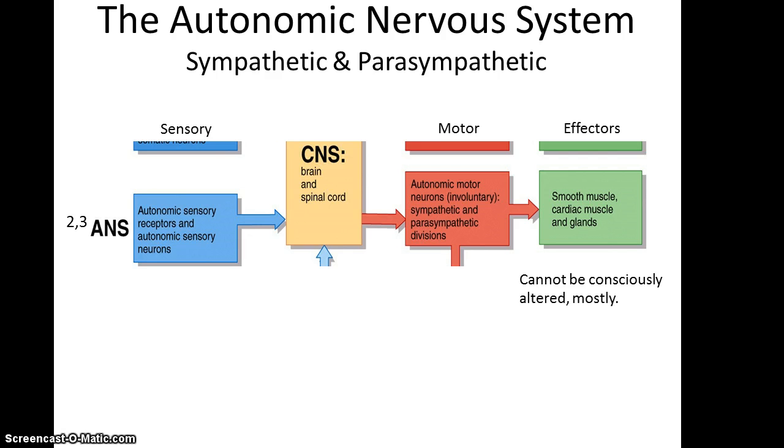Alright, back to the autonomic nervous system, the sympathetic and parasympathetic divisions. So we receive autonomic sensory information from sensory receptors and neurons that take this information to the central nervous system, where it is then processed and then sent out to autonomic motor neurons that then cause things that happen involuntarily, that we can't consciously control, such as the contraction of smooth muscles, the contraction of cardiac muscles, and the functioning of glands.